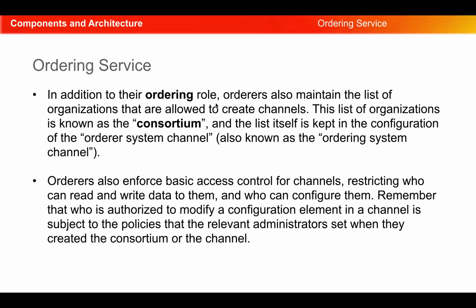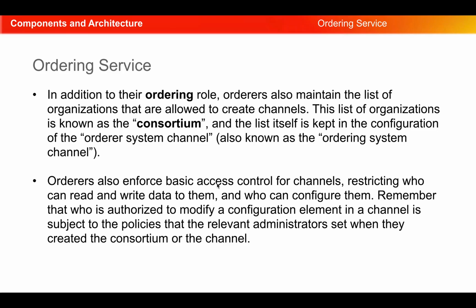So in addition to the ordering role, the orderer also maintains a list of organizations that are allowed to create channels. This list of organizations is known as the consortium, and the list itself is kept in the configuration of the orderer system channel, also known as the ordering system channel. We will look into the orderer system channel in practice, which is inside a configuration file. So we will look at that in the practical section.